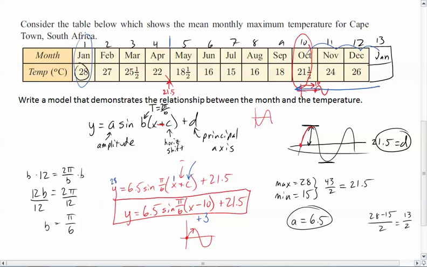All right, well, that should be enough to introduce you to the idea of writing a model from data. We didn't draw it. We did kind of sketch it a little bit and play around with it, but we mostly just used the ideas and understandings of transformations and the terminology that we learned last class, with the amplitude, horizontal shift, principal axis, and period, to help us create the equation.